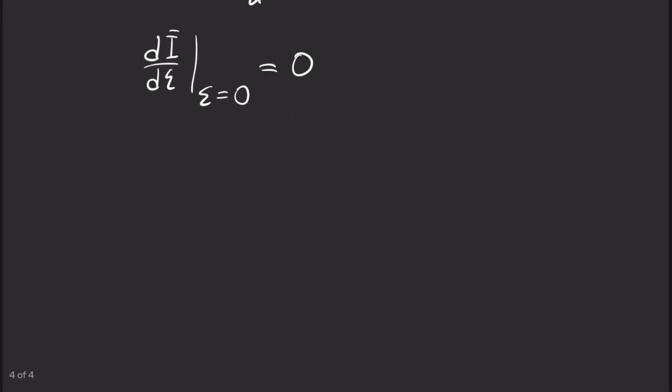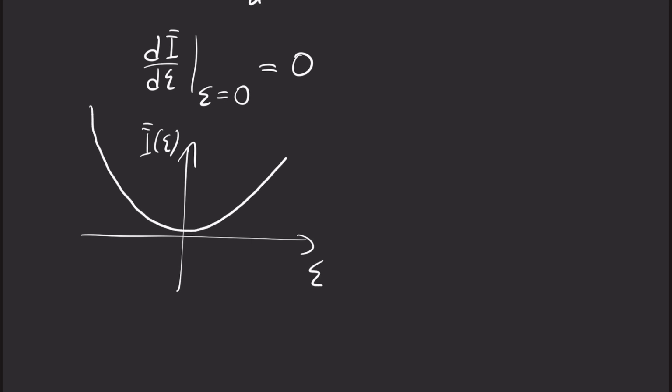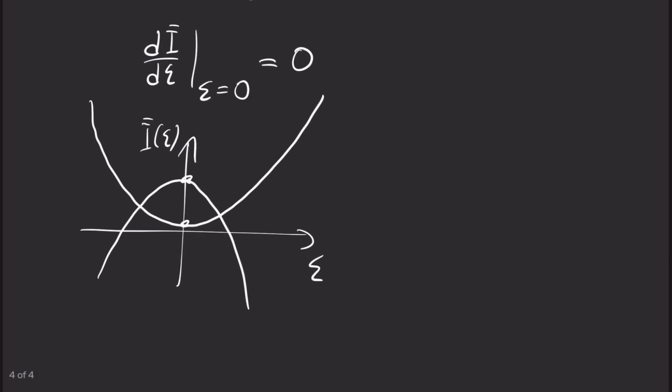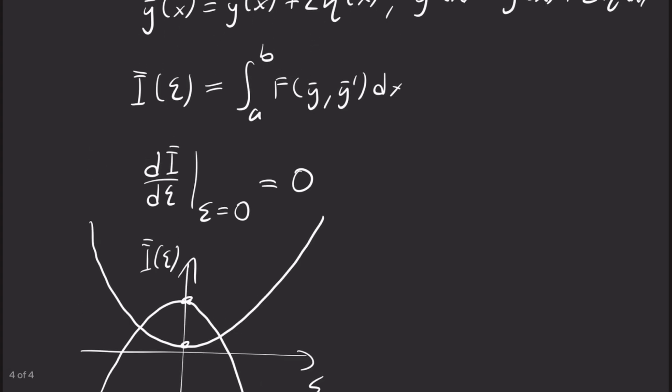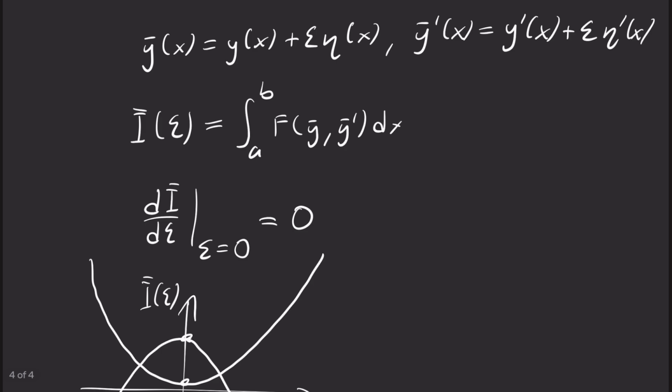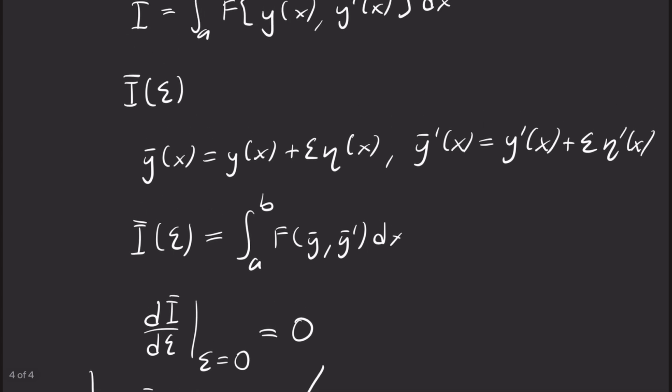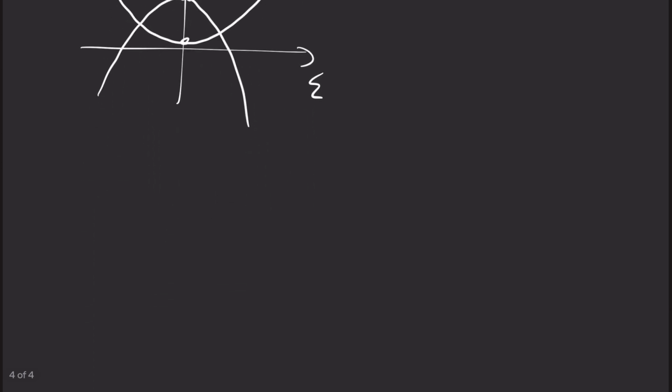Because if we imagine I bar of epsilon as a function, this will give me a minimal value or a maximal value, right? It could also look like this. When epsilon is equal to 0, this will either give me a maximum value or a minimal value. So that's the idea. So I want to take the derivative of I bar with respect to epsilon, and I'll get 0 from it. So let's do that.